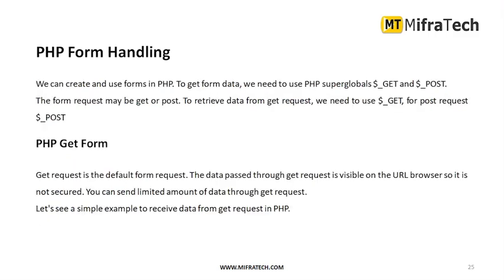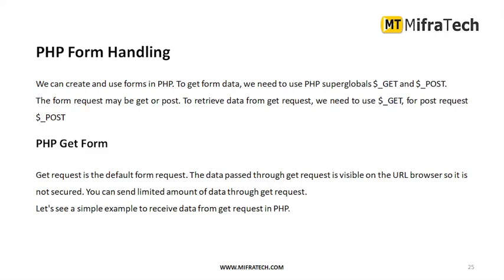Now let us see PHP form handling. We can create and use forms in PHP as we have seen in HTML also. To get form data, we need to use the PHP superglobals $_GET and $_POST. The form request may be get or post. To retrieve data from a get request we use $_GET, and from a post request we use $_POST. PHP get form: get request is the default form request. The data passed through the get request is visible in the browser URL, so it is not secure. You can send only a limited amount of data through a get request.